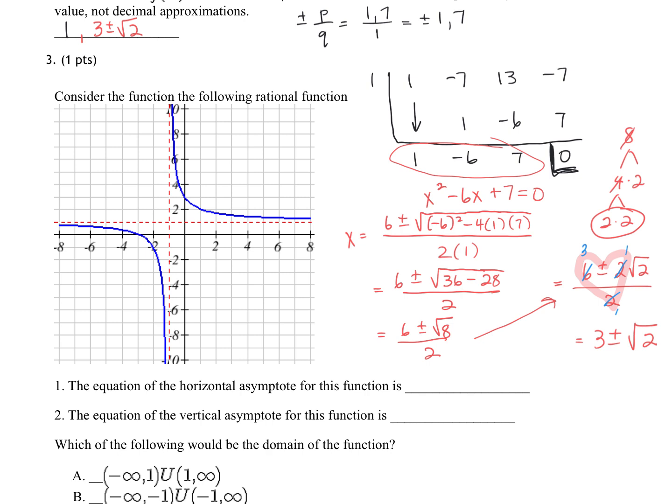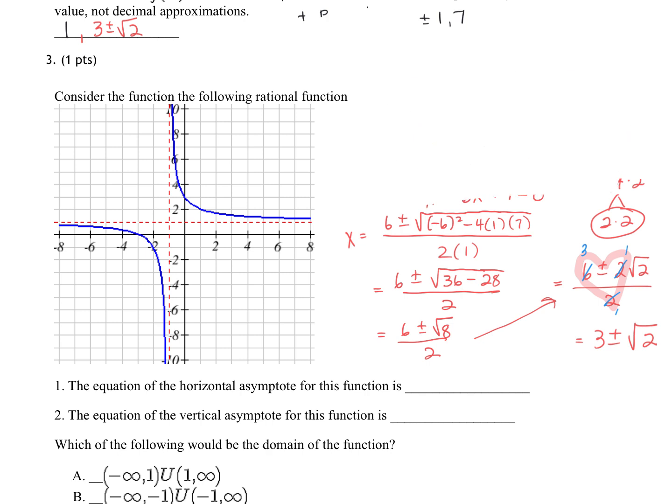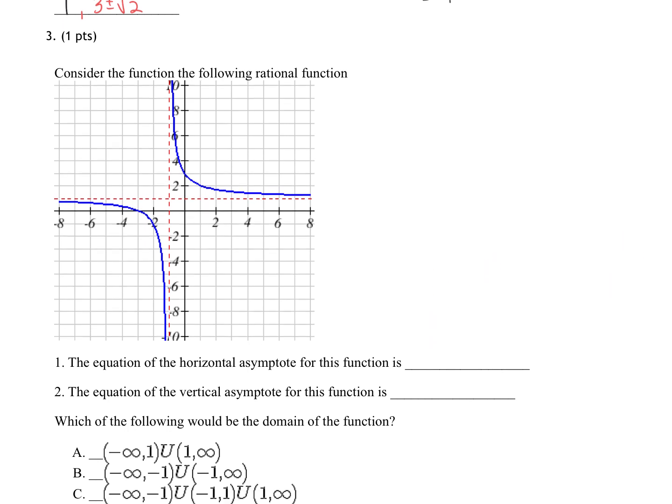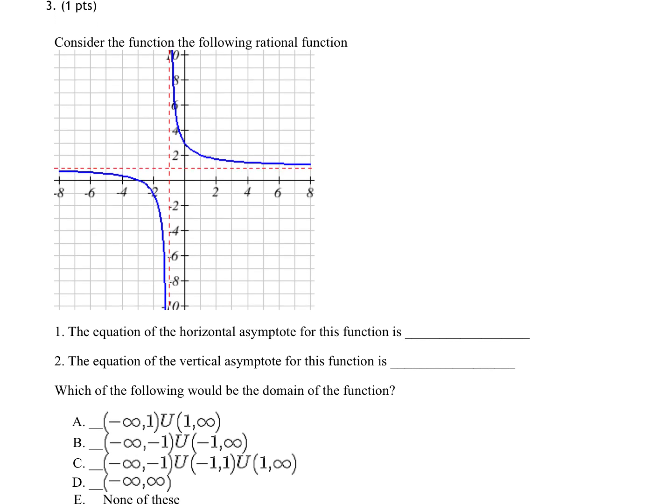Okay, number 3. I'm going to erase some of this so it's not so cluttered here while we look at number 3. So consider the function. It's a rational function. We want to find the equation of the horizontal asymptote. So we're just looking for the horizontal line. So here's the horizontal line. It passes through the y-axis at 1. So the equation, because remember you need to have an equation, is y equals 1. And that's because it passes through the y-axis at 1.